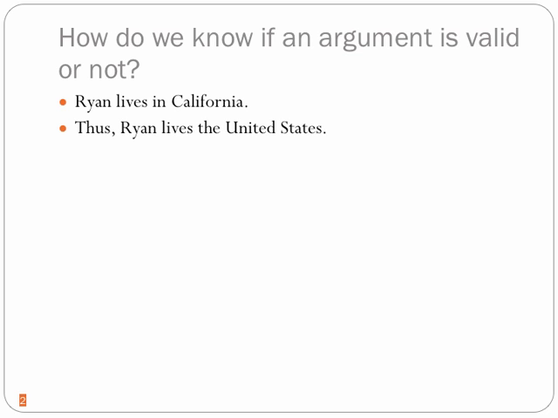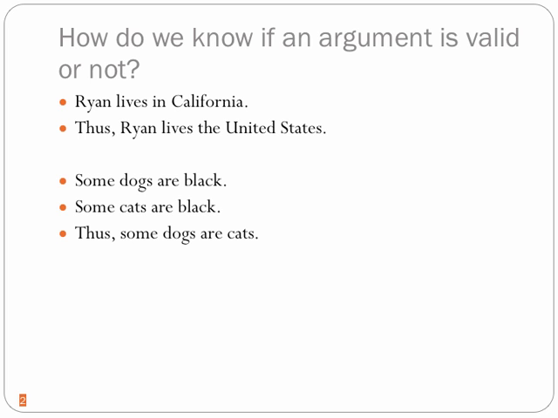If I live in California, then that's a logical guarantee that I live in the United States. Why? Well, because California is in the United States. And compare that to this argument. Some dogs are black. Some cats are black. So, some dogs are cats. So what is the difference between these two arguments? The first one, the conclusion follows from the premise. And in the second one, the conclusion does not follow. But how do we know when that occurs?